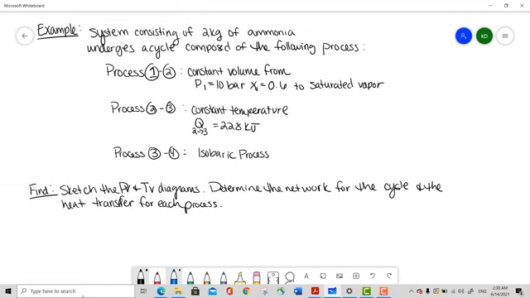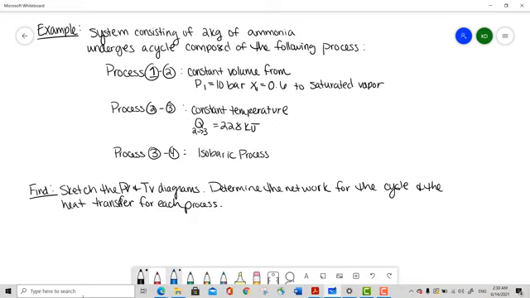Okay. So example, it's a system consisting of 2 kilograms of ammonia and it undergoes a cycle composed of the following processes: 1 to 2, 2 to 3, 3 to 4. And then it has some information, constant volume from P1, which is 10 bar. And then we've got a quality to saturated vapor, constant temperature, isobaric process. And again, we got a cycle, so we know it goes 1 to 2, 2 to 3, 3 to 4, and then 4 to 1. Because that makes that whole cycle. And then sketch a PV and TV diagrams, determine the net work for the cycle, and the heat transfer for each process.